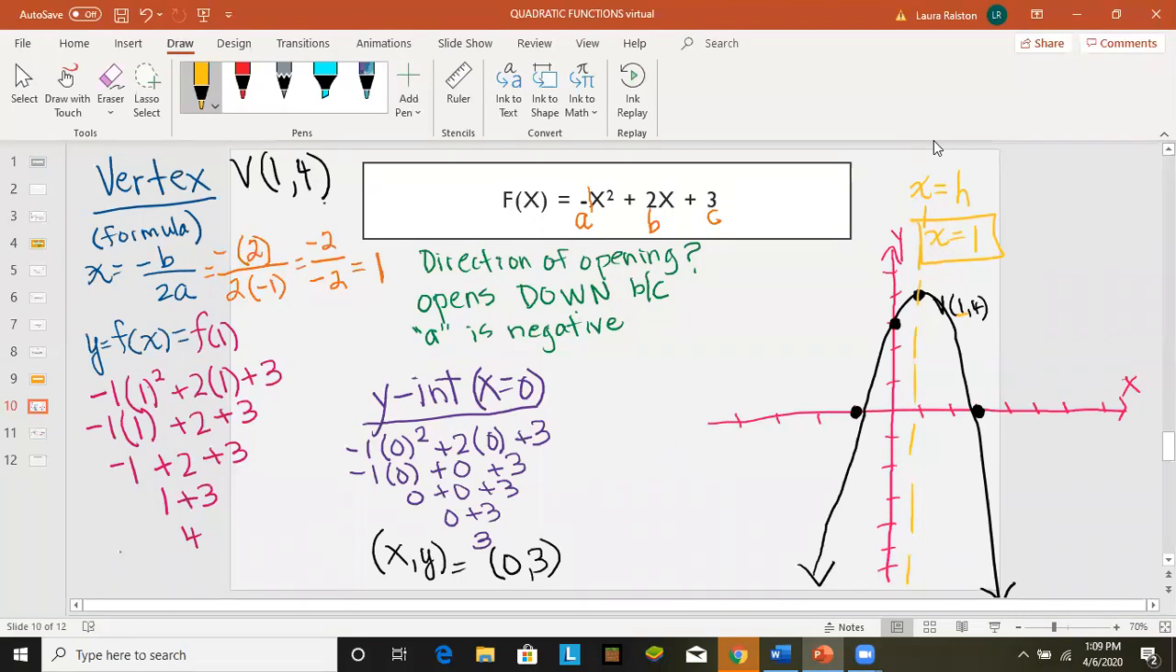Okay, that's kind of the expectation, guys. You have to be able to find the vertex, the direction of the opening, the y-intercept, and the zeros, and the axis of symmetry. We can look at another example in just a minute, but do you have questions?